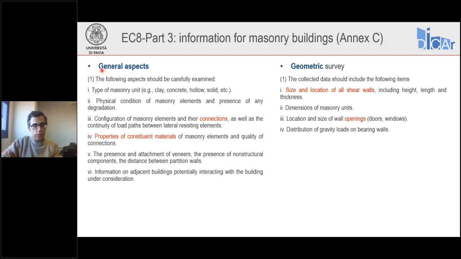Here, there's a first section regarding general aspects, where the code is asking the engineer to look for information regarding the type of masonry units, the connection between the elements, and, of course, the properties of materials. Regarding the geometric survey, the code is asking the engineer to look for information regarding the size and location of the shear walls that are resisting the seismic load, the dimension of the units, and the location and the dimension of the openings. Now, these are quite, let's say, straightforward information.